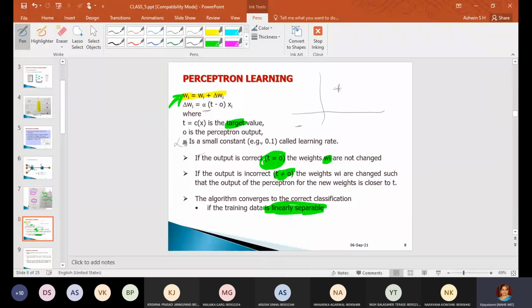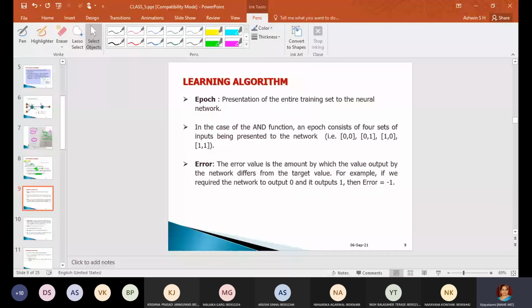So what is an epoch? It is the presentation of the entire training set to the neural network. When you present one complete set of the inputs, then we say that one epoch is over. When you repeat the same inputs a second time, that will be the second epoch. If you are writing a program for neural network training, you can increase the number of epochs and see whether it converges or not.